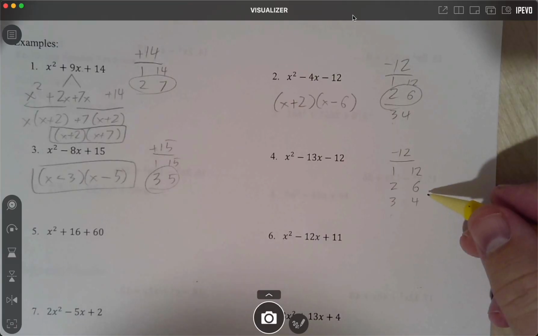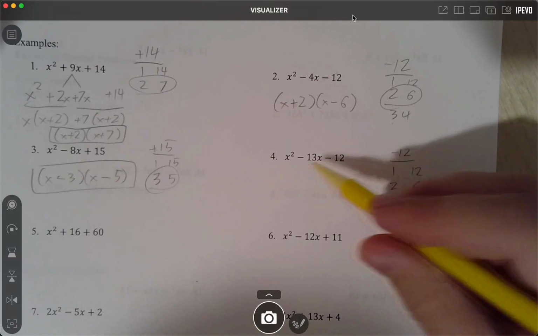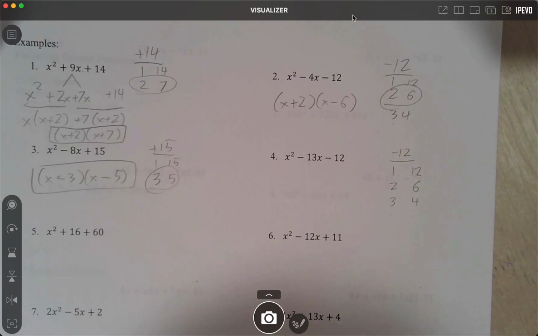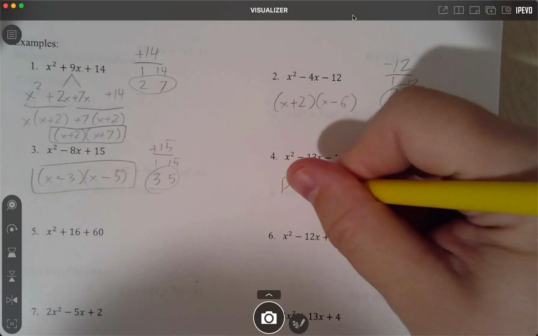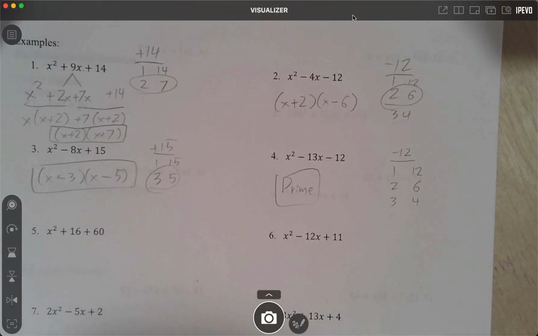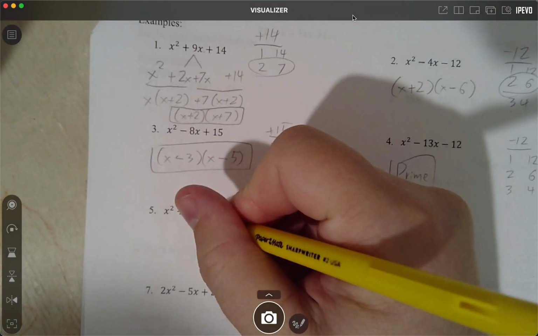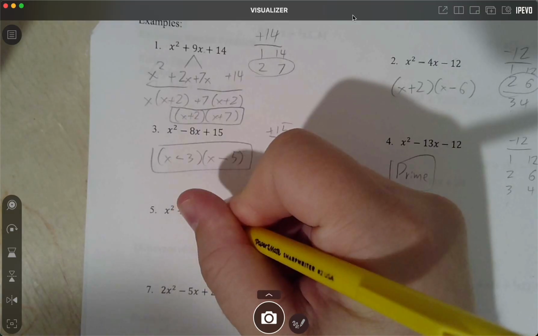I've listed everything out. So what factors of 12 subtract to make 13? And that's why that symbol matters so much. The answer is none. So we say that this polynomial is prime, and it can't be factored. So, not every question you see can be factored. Be careful of that.